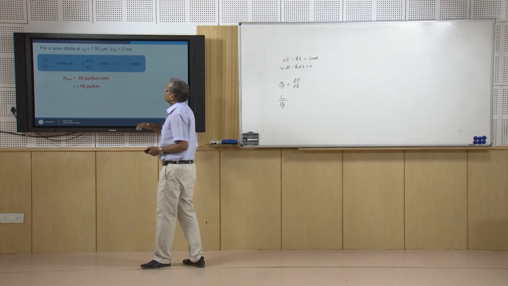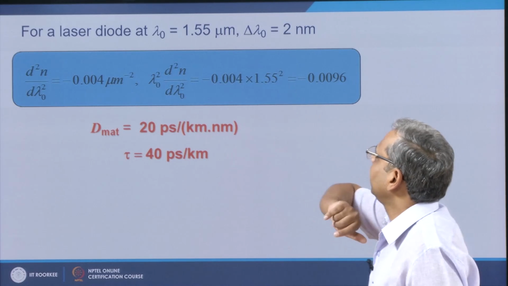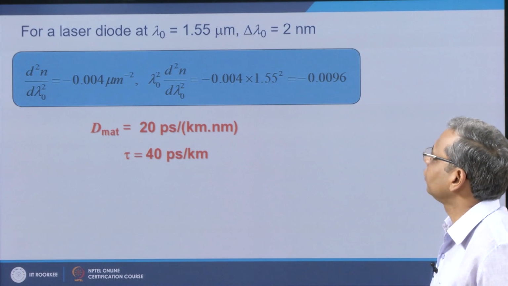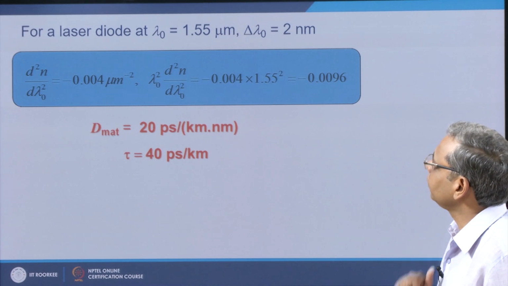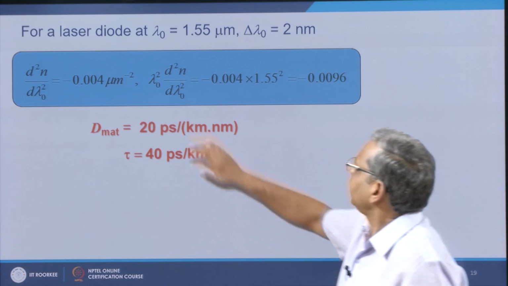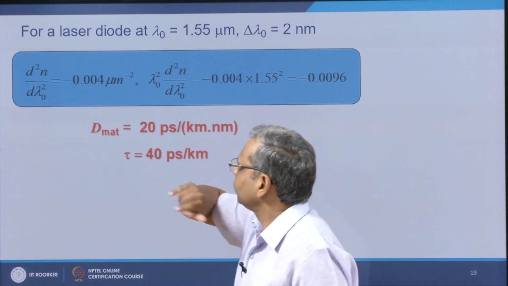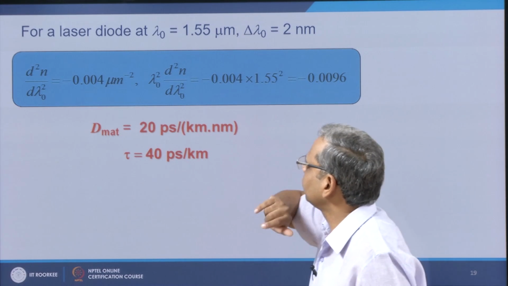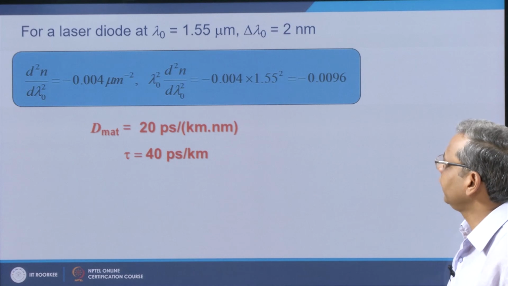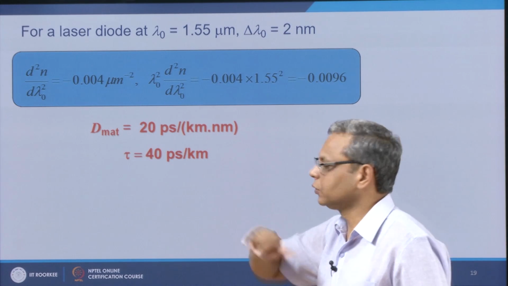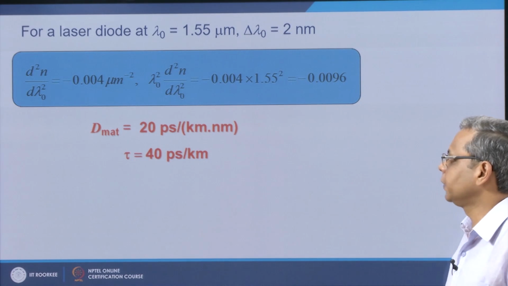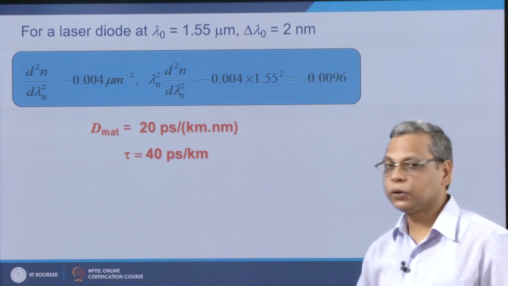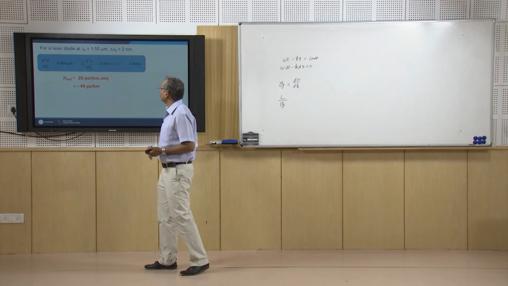If I take a laser diode at 1.55 micrometer and delta lambda naught about 2 nanometers, at this wavelength d2n over d lambda naught square comes out to be minus 0.004 micrometer to the power minus 2, and it gives me a material dispersion coefficient of 20 picoseconds per kilometer nanometer, and now the broadening is only 40 picoseconds, only 40 picoseconds.